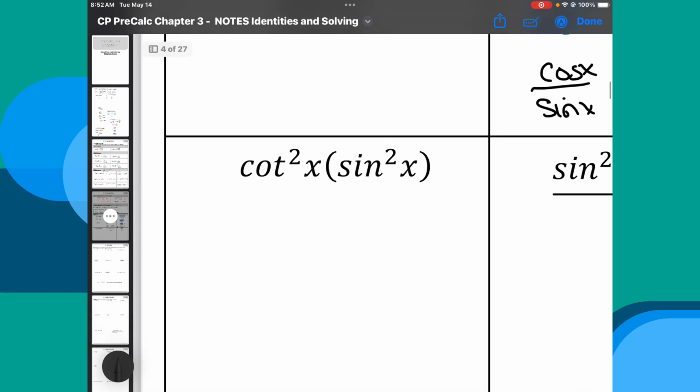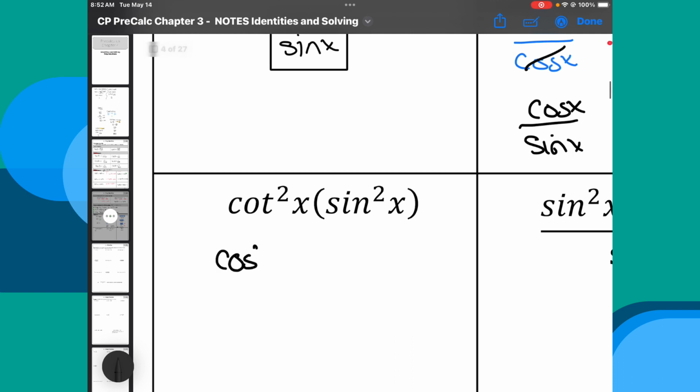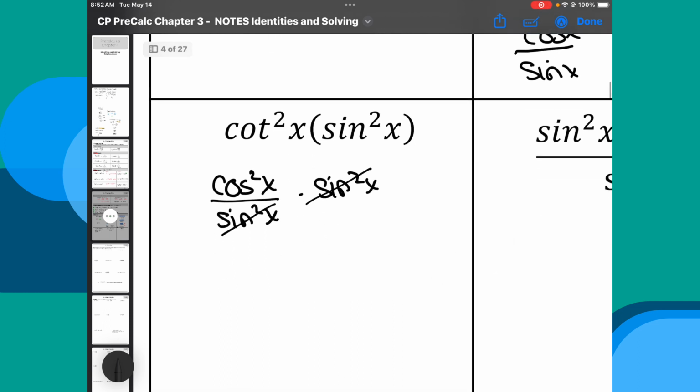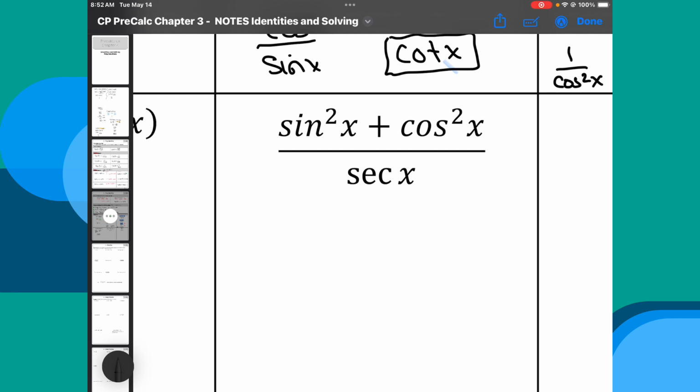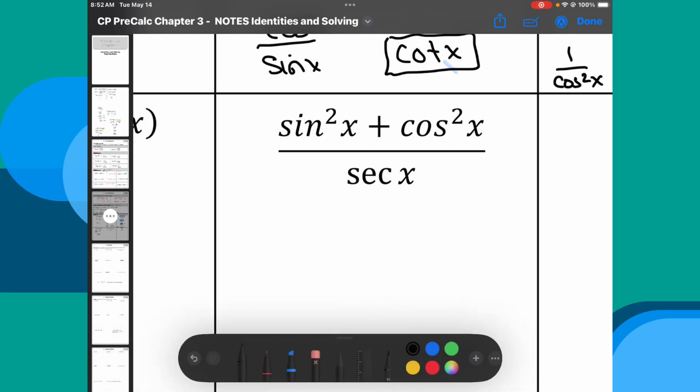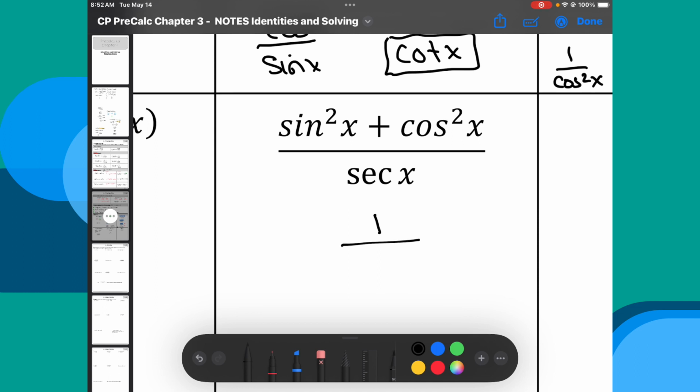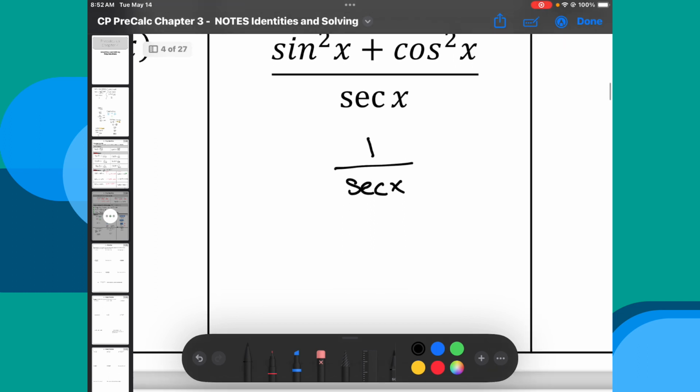All right, here we have cotan squared, so that's going to be cosine squared over sine squared times sine squared. Those sine squareds will cancel, and we're left with cosine squared. In the second example, I noticed that I have sine squared x being added to something. That's a really big hint that it's one of my Pythagorean identities. So sine squared x plus cosine squared x is equal to 1, that original Pythagorean identity. And then we have 1 over secant, which is equivalent to cosine.